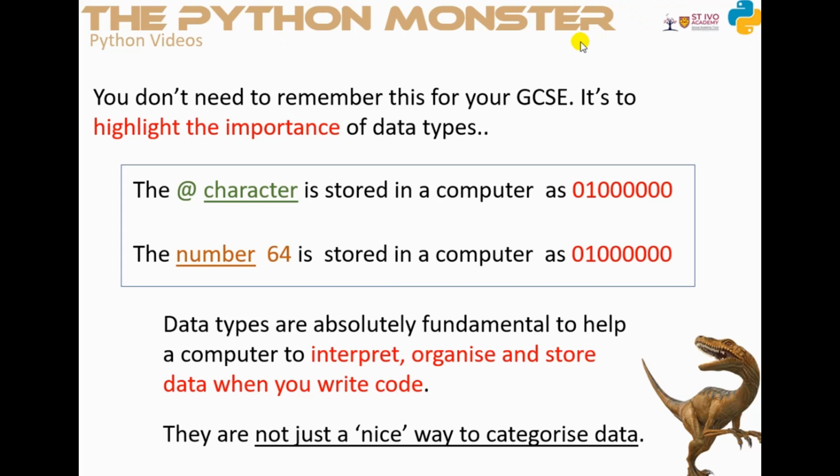So one of the ways that we can help when we write a computer program is we tell the computer, if you like, via Python, what the context of the data is that we want to store. So if we define the @ character as a text data type, then the computer can say, right, if it's a text data type, I will go and store 01 followed by 6 zeros in a part of memory that I will reserve just for data which has a text context. In other words, that's what the user wants to use it for.